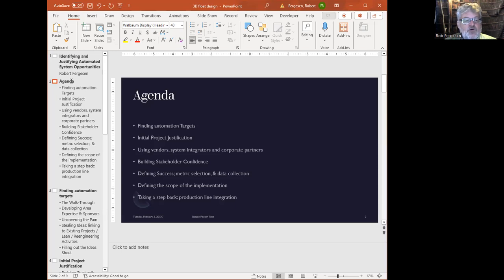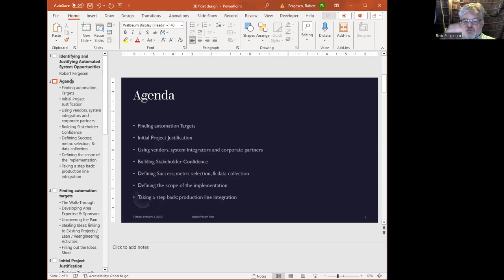Then we're going to move on to defining success, which is defining your metrics and how to collect the data to calculate your metrics. We're also going to talk about scope, the scope of the implementation. And finally, we're going to dive into making sure that after our initial identification of the project, we can take a step back and ensure that the project's going to work for the whole plant. It's going to work for the whole production line that you're improving.